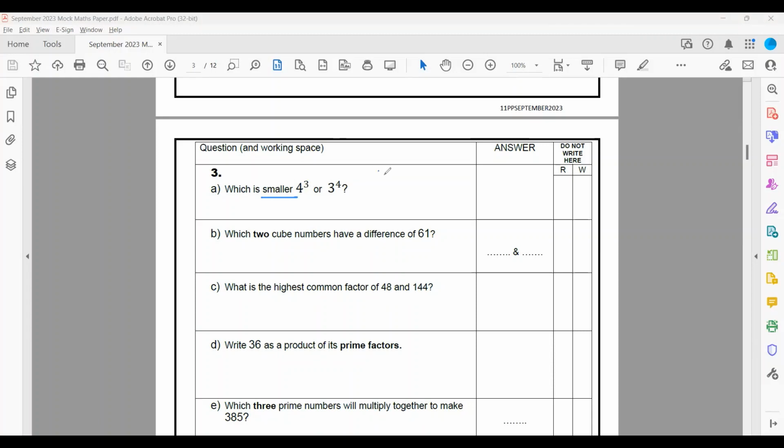So 4 to the power of 3 is 4 times 4 times 4, which equals 64. And 3 to the power of 4 is 3 times 3 times 3 times 3, which is equal to 81. And therefore, we're looking for the smaller one. So the smaller one will be 4 to the power of 3.